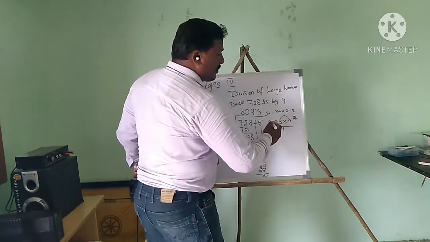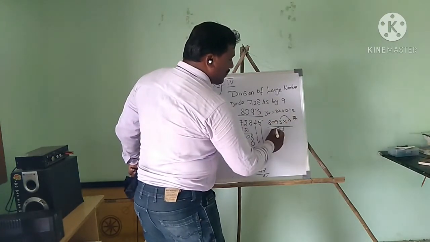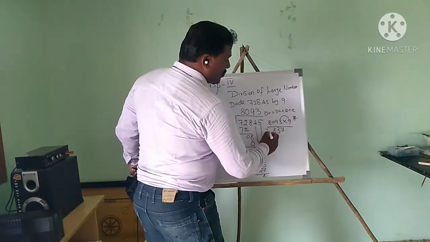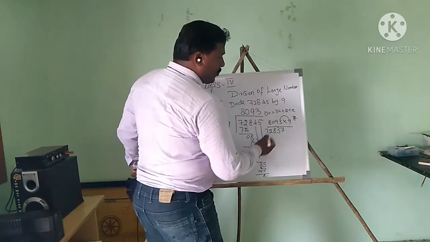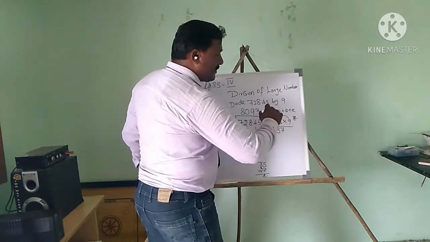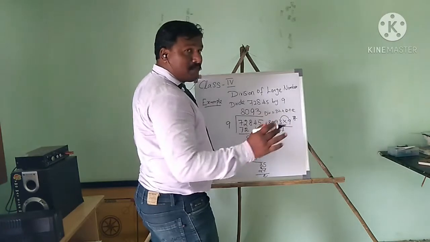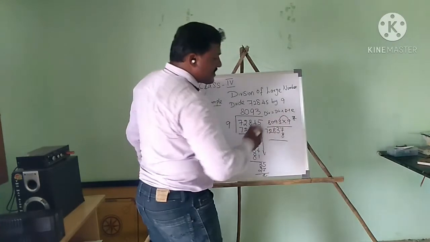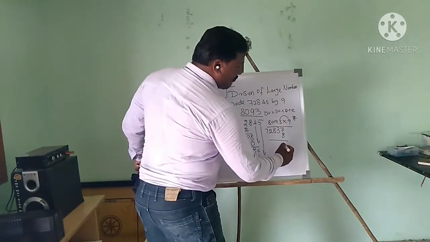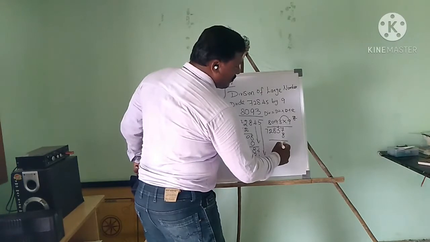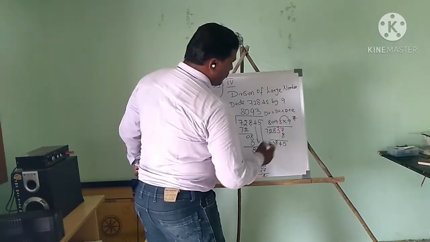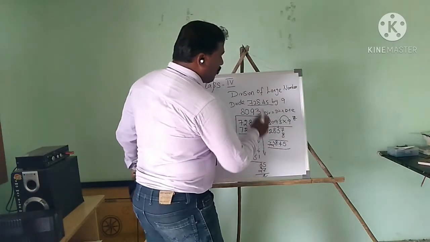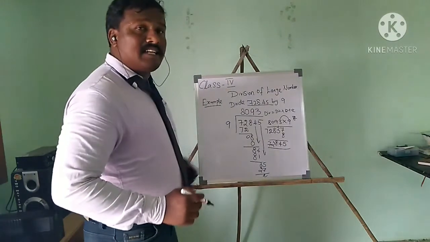9 0s are 0, so 8 I will put as it is. 9 8s are 72, so I will write 72 as it is. So I have multiplied the divisor and quotient. Now I want to add the remainder, 8. So 7 plus 8, 15, 5, remainder 1. So my answer is 72845, and 72845. Both are the same, so my answer is correct.